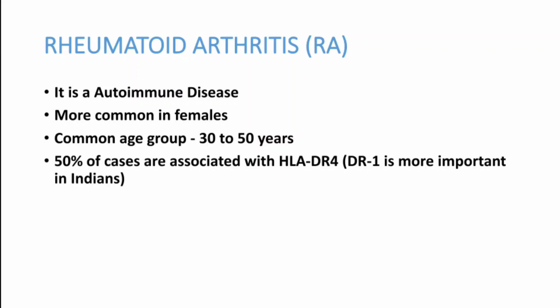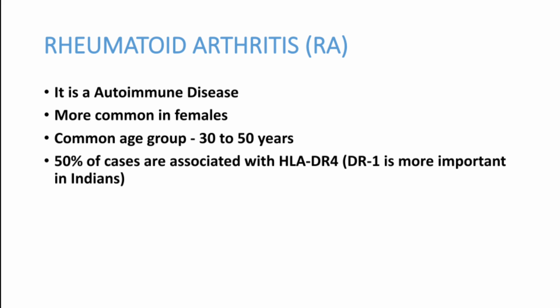Many other inflammatory arthritis will not produce deformity, like SLE will not produce deformity. So this is inflammatory, deforming and polyarthritis. Mainly multiple joints are involved, especially hand joints. It's very common in female patients, but it can occur even in male patients. Common age group is 30 to 50 years.